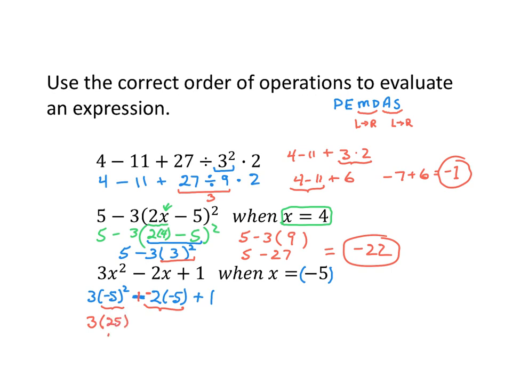Okay, so that's 75. And then I have a minus 2 times negative 5, which is like negative 2 times negative 5, so that's a plus 10 and a plus 1. So that should come out to be 75 plus 10, 85 plus 1 is 86. Okay, check my work on that and see how you did. So, order of operations. Sounds easy, but sometimes takes a little bit of concentration so that you keep the order correct.